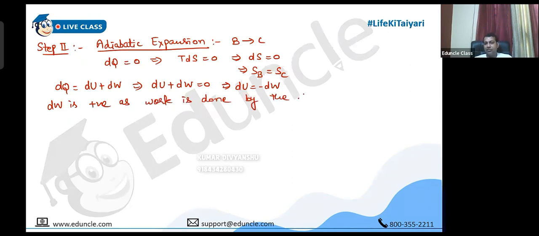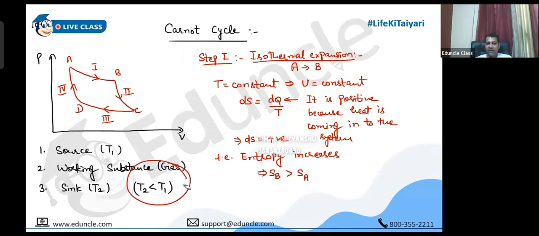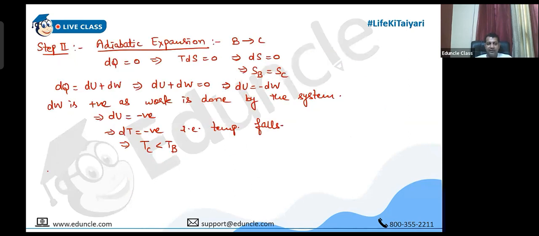Gas. So the gas is expanding, so work is being done. It is positive. It means dU is negative. And dU is directly related to dT. That is, temperature falls. Temperature falls. It means Tc is less than Tb. This thing is coming now automatically. See. Clear?